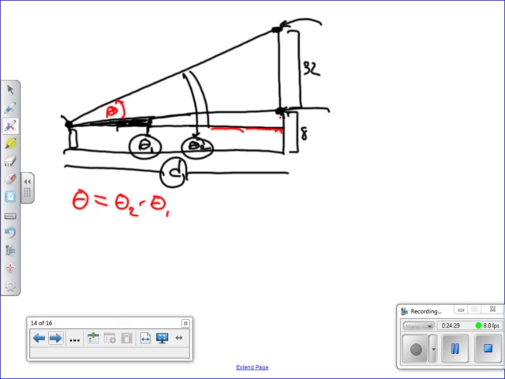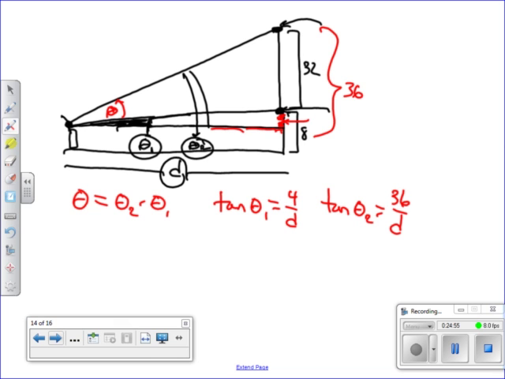So this distance from here to here is 4. So that total distance of that big triangle is 36. And the total distance of this little triangle right here is 4. So I can set up a tangent relationship. The tangent of theta 1 is equal to 4 over that distance d. The tangent of theta 2 is equal to 32 plus 4, which is 36, over d, okay?